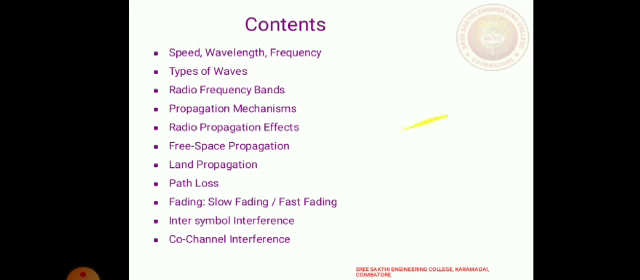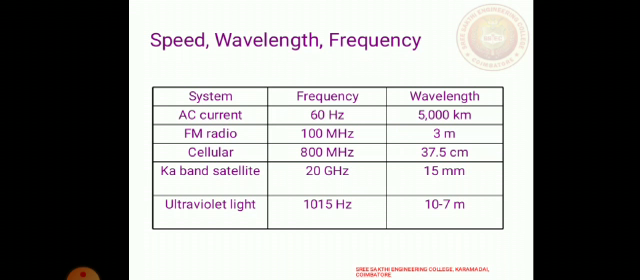during propagation. On speed, wavelength and frequency, you can see the AC current is 60 Hz and its wavelength is 5000 kilometers. FM radio is 100 megahertz with 3 meters. Cellular phone is 800 megahertz with 37.5 centimeters and so on.